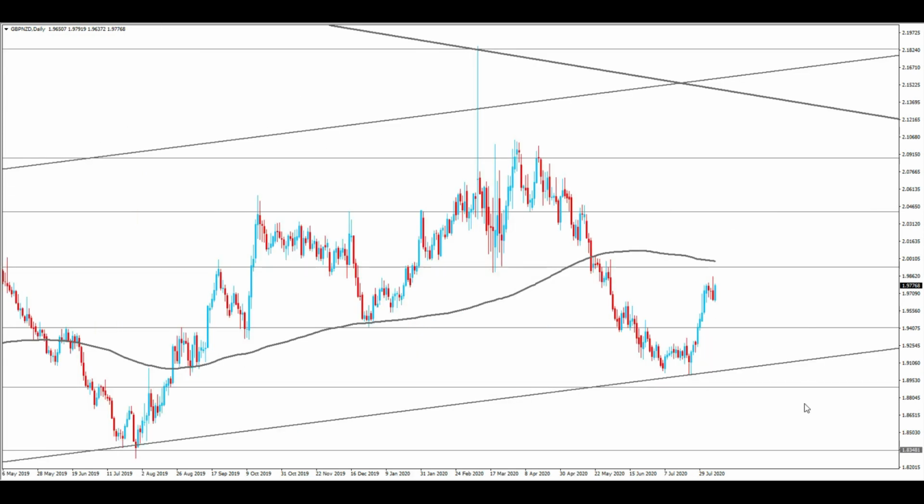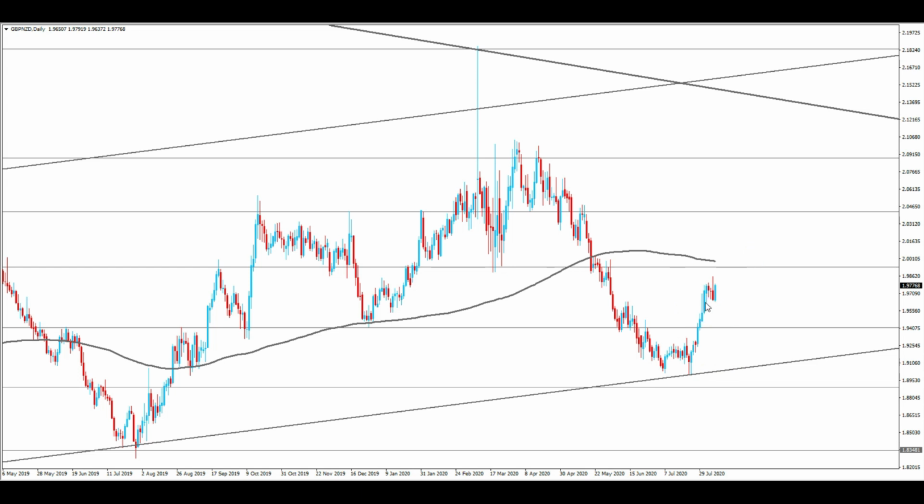And on the daily, you can see price found support here, couldn't break it and had that impulsive move to the upside. So now we're looking at a bullish market for GBP NZD. We're going to be looking for price to have those pullbacks on the lower time frames and continue to make that move to the upside.